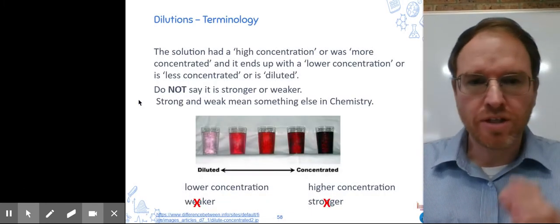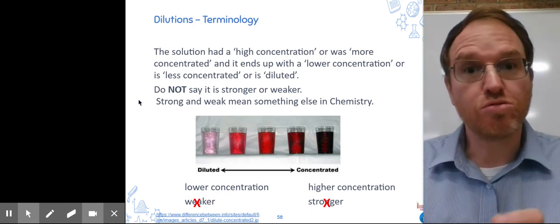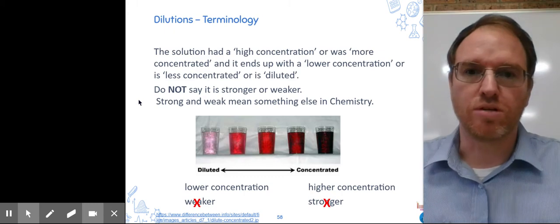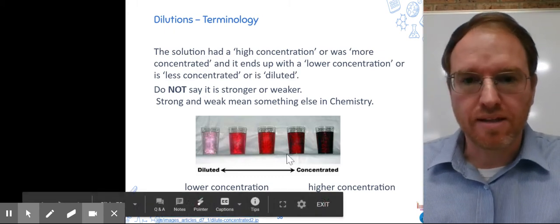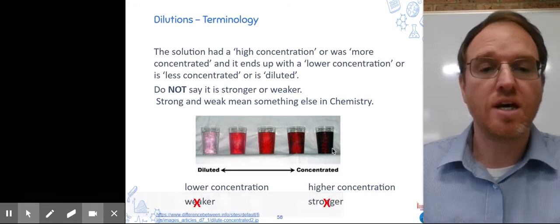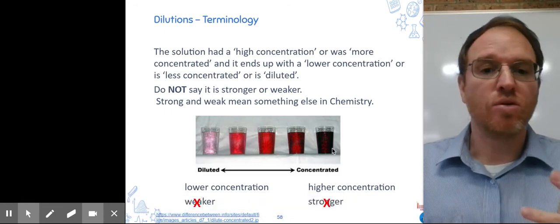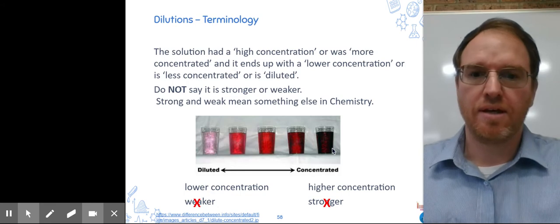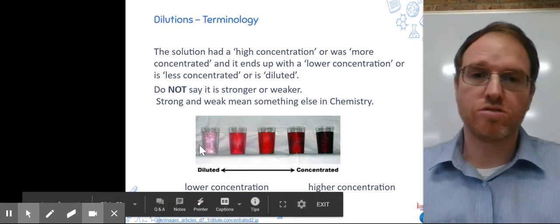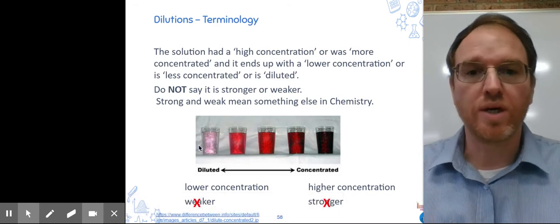Some terminology: you'll notice I didn't say your cordial is too strong. That is not the way we speak about it in chemistry, and this is important. So let's start with the more concentrated one up here. It's got a higher concentration, it's more concentrated. We do not say stronger. And if it's less concentrated, more diluted, lower concentration, we do not call it weaker.